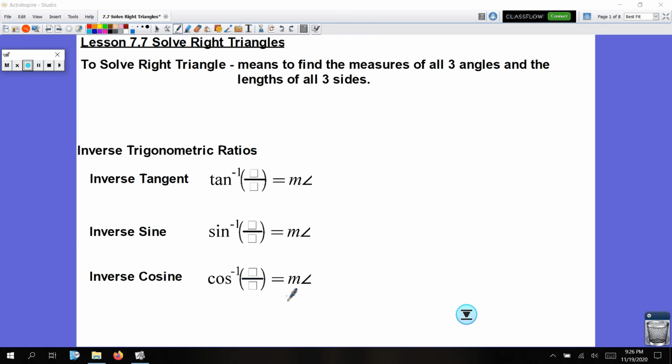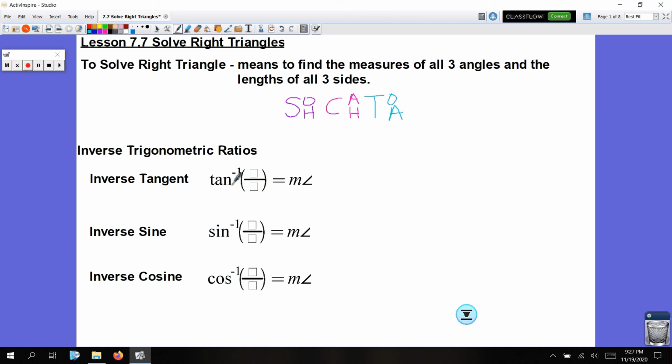So remember our mnemonic, right? That's SOHCAHTOA, but we know that sine is opposite over hypotenuse, and cosine is adjacent over hypotenuse, and tangent is opposite over adjacent, okay? SOHCAHTOA. So to find the inside measure of a right triangle, we're going to use an inverse function, okay?